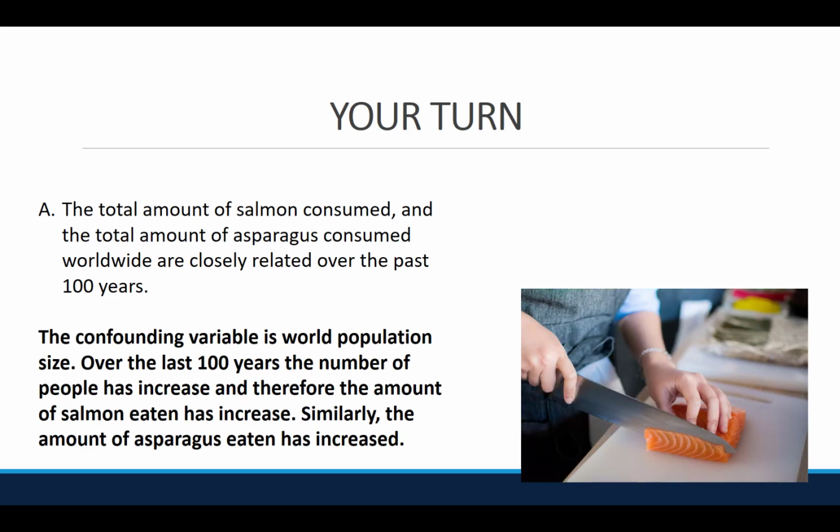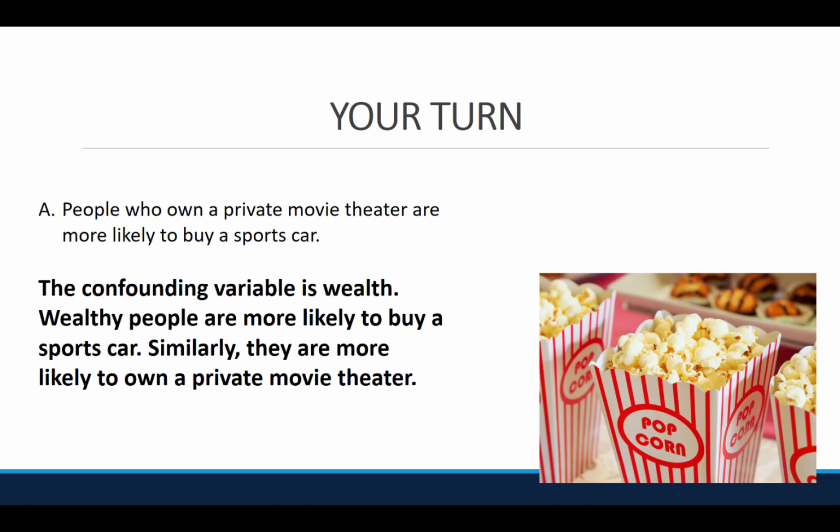The total amount of salmon consumed and the total amount of asparagus consumed worldwide are closely related over the past 100 years. The confounding variable here is world population size. Over the last 100 years, the number of people has increased, and therefore the amount of salmon eaten has increased. Similarly, the amount of asparagus eaten has increased. People who own a private movie theater are more likely to buy a sports car. The confounding variable is wealth. Wealthy people are more likely to buy a sports car. Similarly, they are more likely to own a private movie theater.